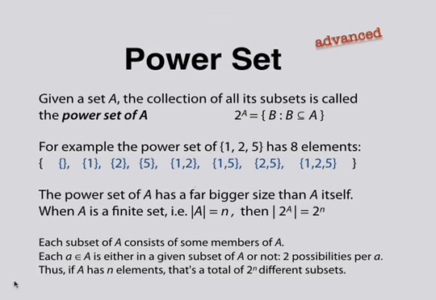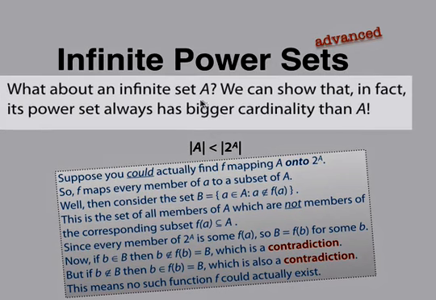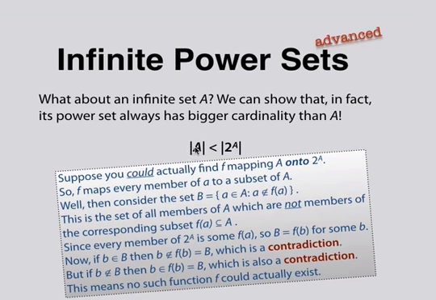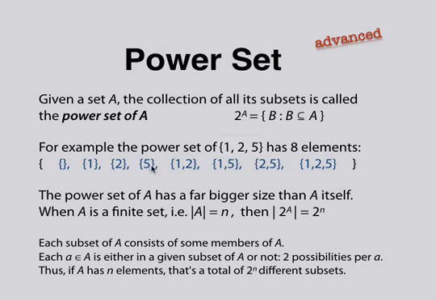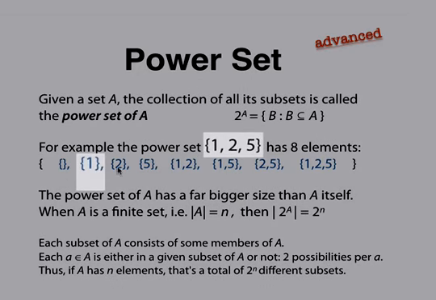But what if A is infinite? What about an infinite set A? We can show, in fact, that its power set is always of bigger cardinality. In other words, you cannot map A onto its power set, but you can map its power set onto A. All you'd have to do to map the power set onto A and cover all the elements of A is just, look, the power set has 1 by itself, 2 by itself, 5 by itself.